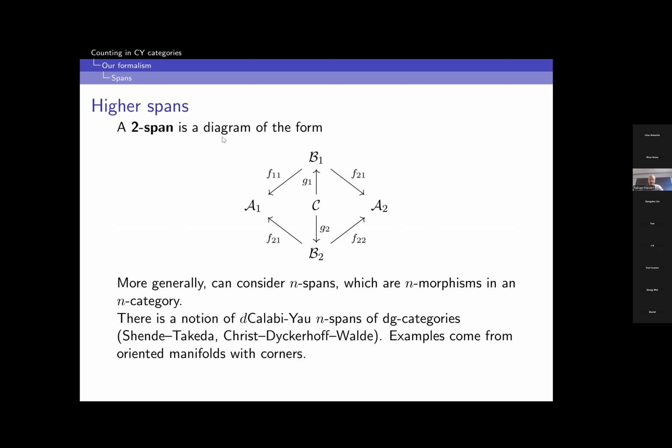So we actually don't do this generalization only for two spans. Two categories I can still sort of think about, but higher categories I find a little bit challenging. In any case, there's a notion of Calabi-Yau structure on these higher spans, and this can be sort of contained in work of Shende-Takeda, and then more explicitly in this work of Klist, Digerhoff, and Balde on complexes of stable infinity categories.